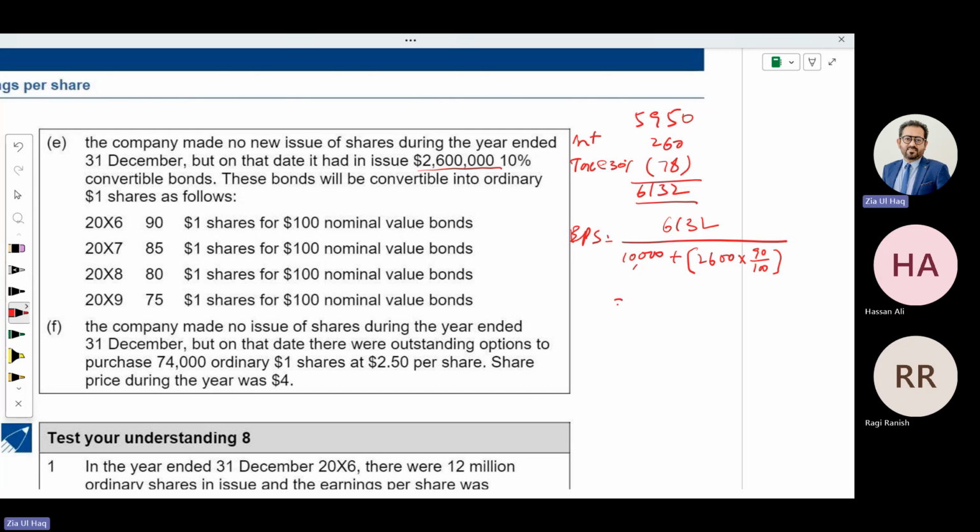So 234 plus 10,000, 12,340 is the number of shares. So 6132 divided by 12,340 is equal to 49.6 cents.